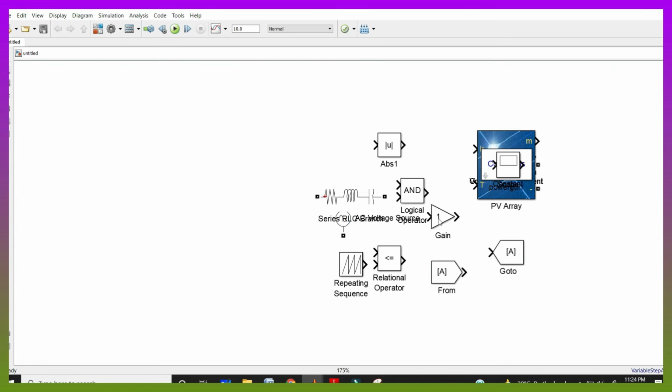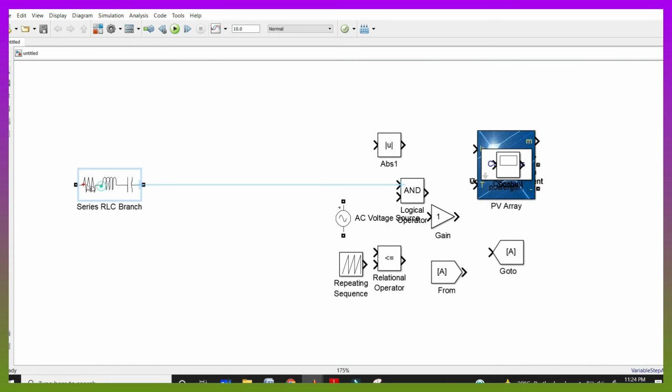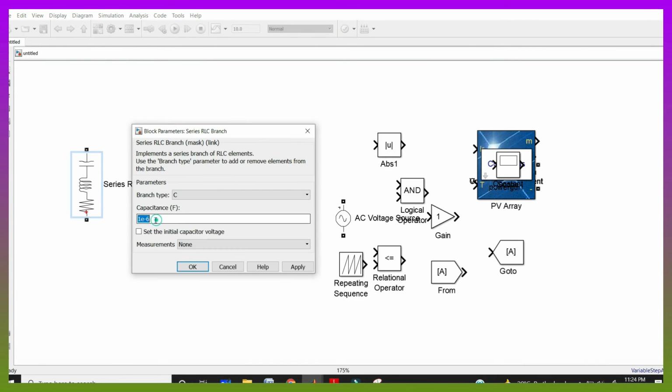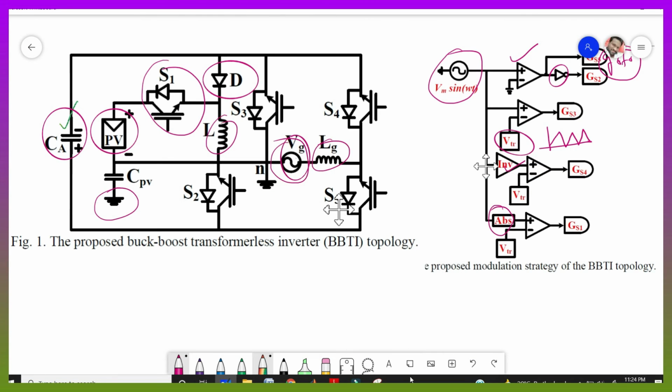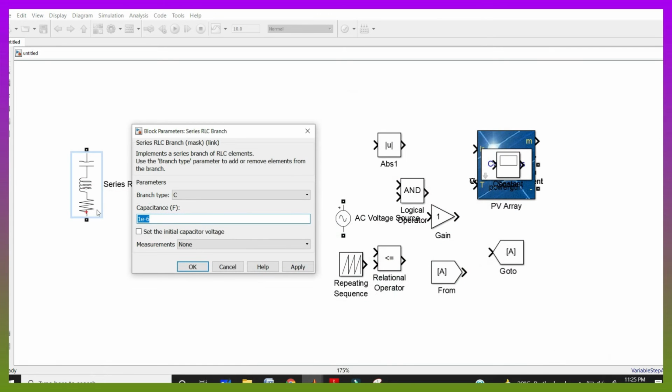Now here we have all the elements. Take each one and connect the circuit as per our circuit diagram. Here we have the auxiliary capacitor first. Take the auxiliary capacitor. From this series RLC branch you can take the capacitor, take C only. What is the rating of the capacitor here? I already mentioned the parameters here. These are the ratings. What is the auxiliary capacitor rating? 50 microfarads, right? So take the capacitor as 50 e power minus 6. That's it. This is the 50 microfarads capacitor.